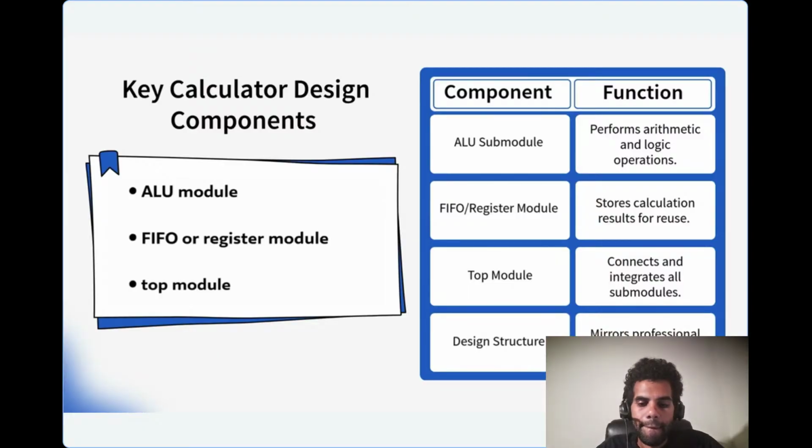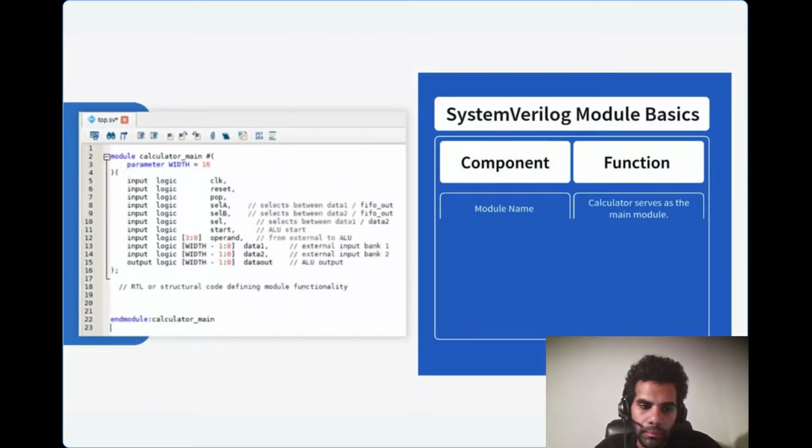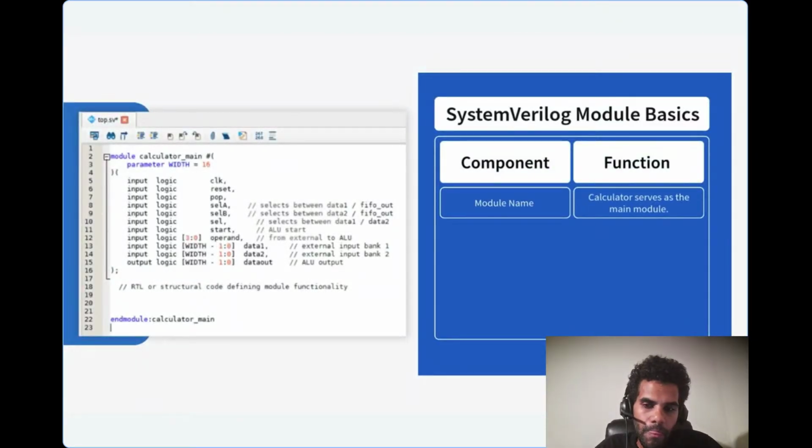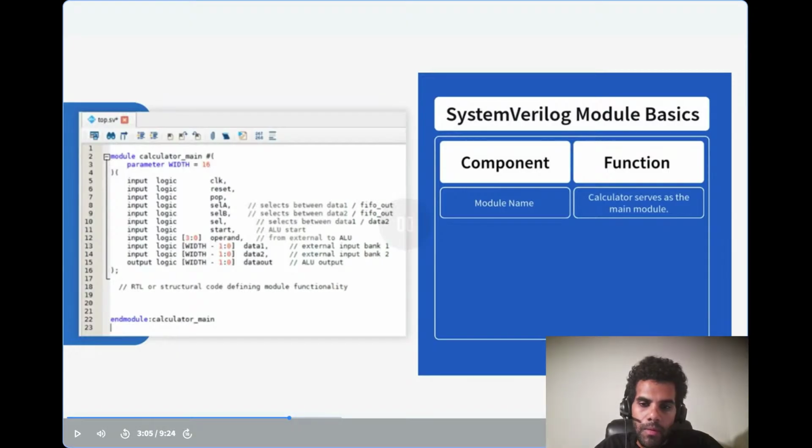By structuring our design this way, the entire calculator becomes more organized, scalable, and realistic to how professional ASIC and FPGA systems are built. So now let's begin by looking at the way we structure our SystemVerilog design using the module keyword for our calculator module. We start with the module name. Our main module is named calculator.